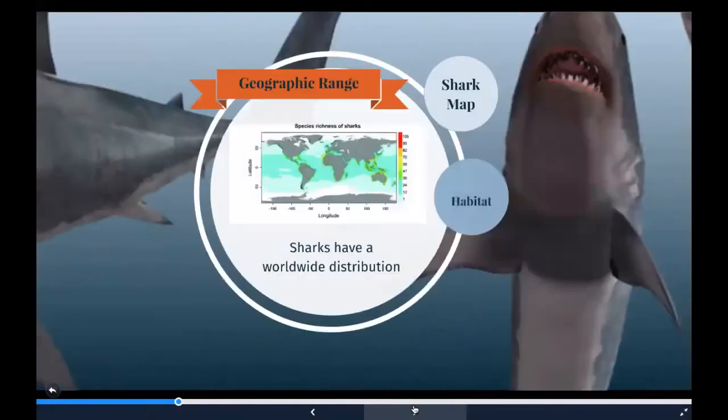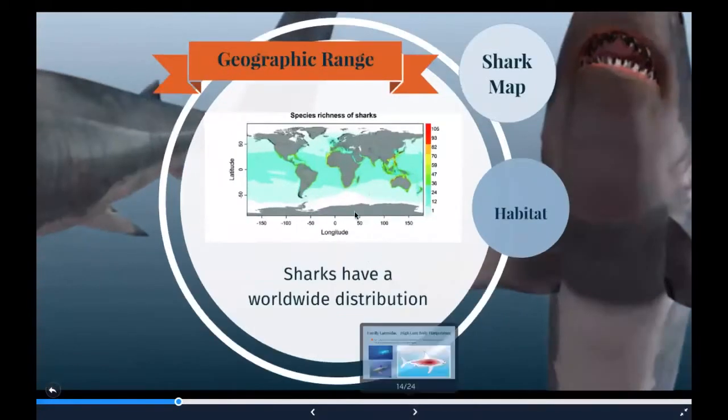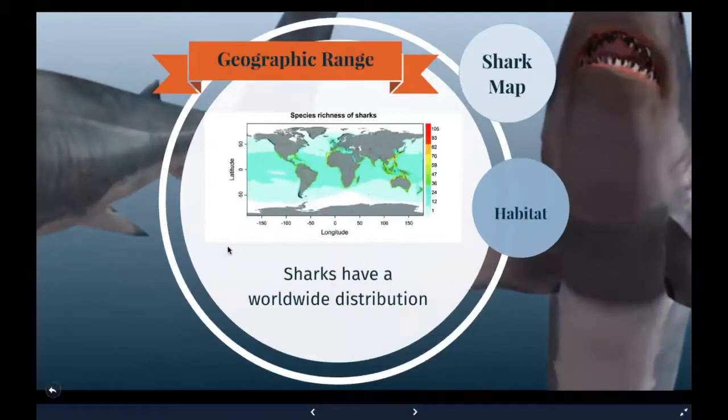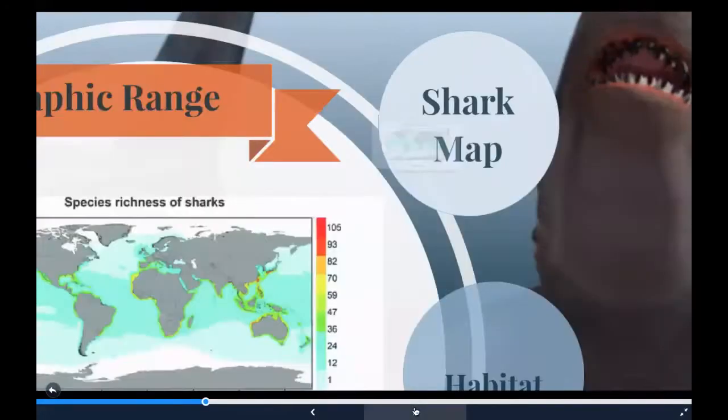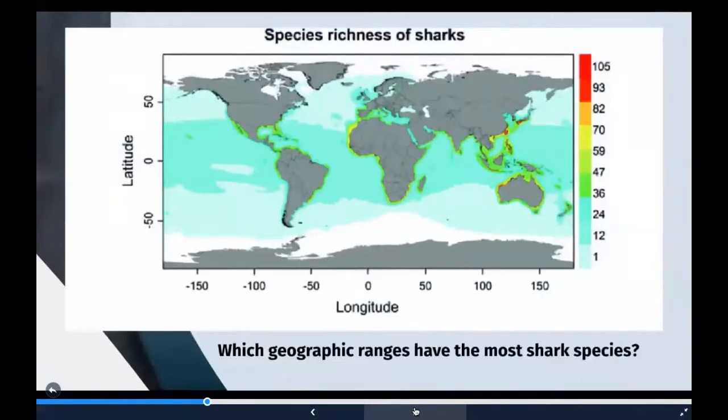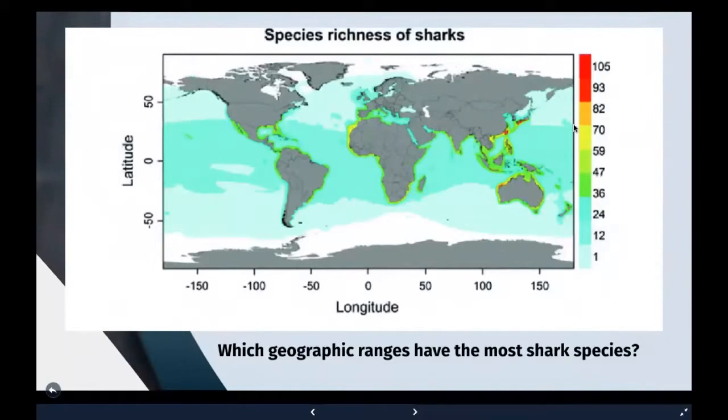Let's talk about their geographic range. So sharks have a mostly worldwide distribution, save for the very northern cold, chilly waters of the north or very cold waters of the south. Let's look at the map more closely here. So species richness of sharks. So here we have a color bar on the right-hand side. Notice we have this pale minty kind of blue-green. That's for just one species.